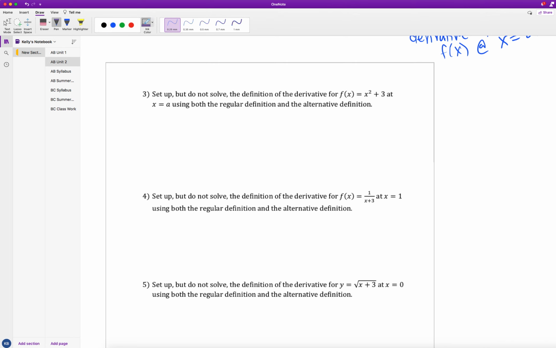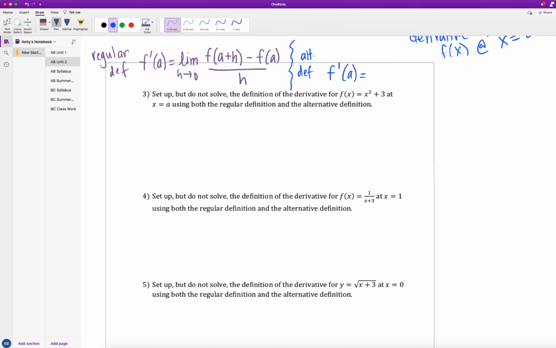So in purple here, I'm going to write out the regular definition that we're used to. So our regular definition is f prime of a equals the limit as h approaches 0 of f of a plus h minus f of a all over h. And then in blue, I'm going to write out our alternative definition, which is also representing f prime of a. But that will be the limit as x approaches a of f of x minus f of a all over x minus a. And that stuff was from our last example.